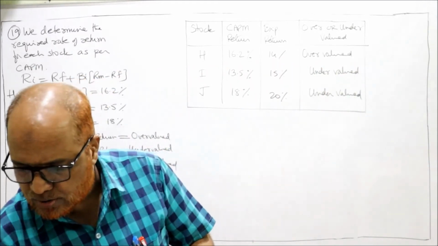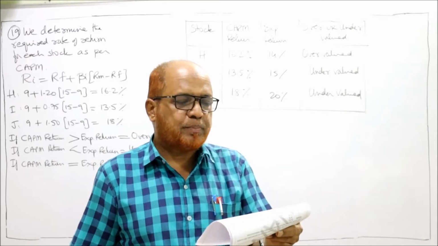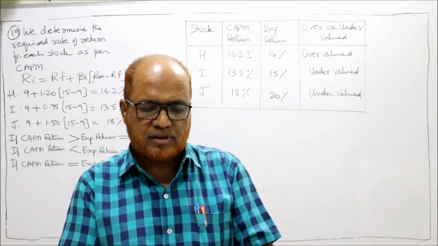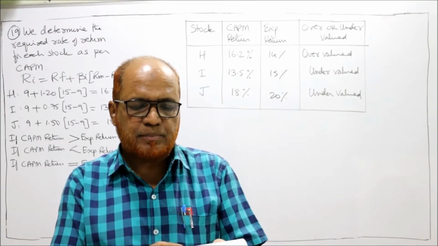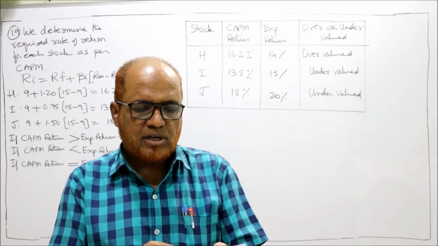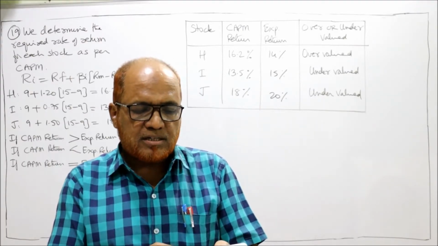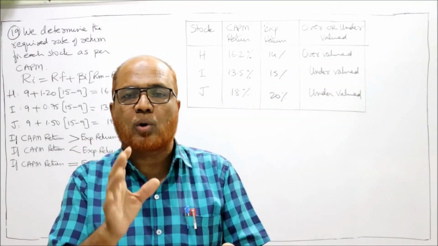Consider 2 stocks. Now this is a different problem. Consider 2 stocks P and Q. Expected returns are given, standard deviations are given. Stock P, stock Q. Expected return is 16%, standard deviation 25%. Stock Q 18%, 30%. The returns on the 2 stocks are perfectly negatively correlated.